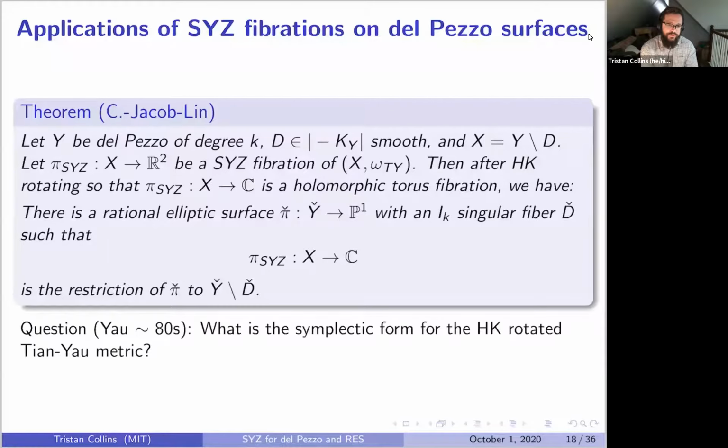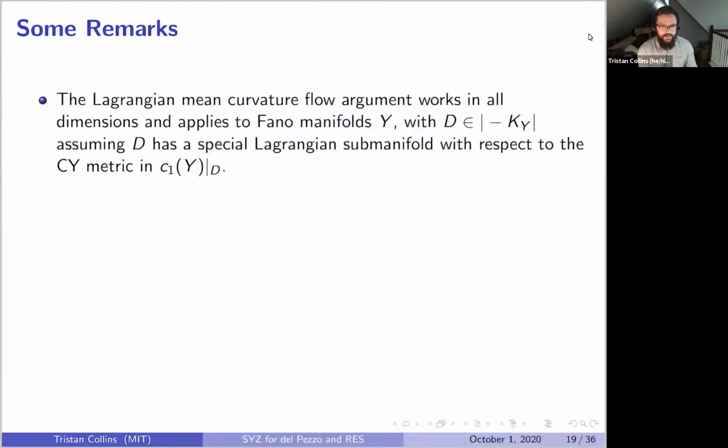And so let me just point out that there's a question which Yau apparently asked in the 80s, which was to understand what the symplectic form of the hyperkähler rotated Tian-Yau metric is. So you start with this Tian-Yau metric, a Ricci flat Kähler metric. This hyperkähler rotation changes the complex structure, so it fixes the metric. So you get a new symplectic form on the rational elliptic surface, which is again the symplectic form of a Ricci flat Kähler metric. So Yau wanted to know what that symplectic form was. So I'll try to describe and answer that question later, which is probably not surprising to some of you.